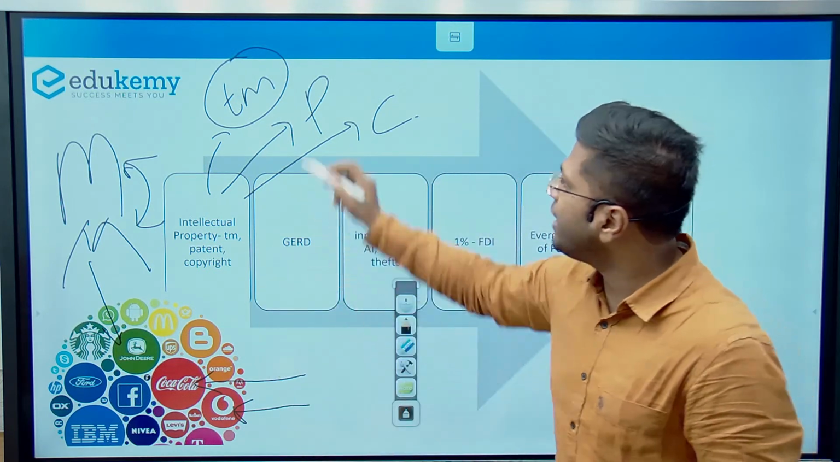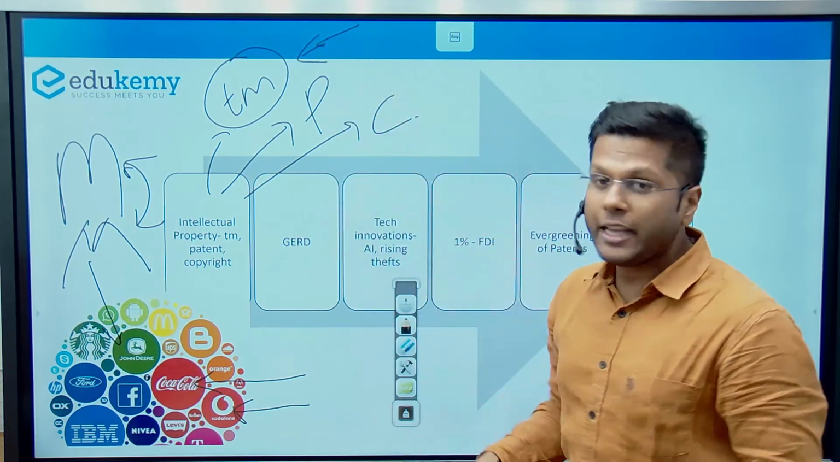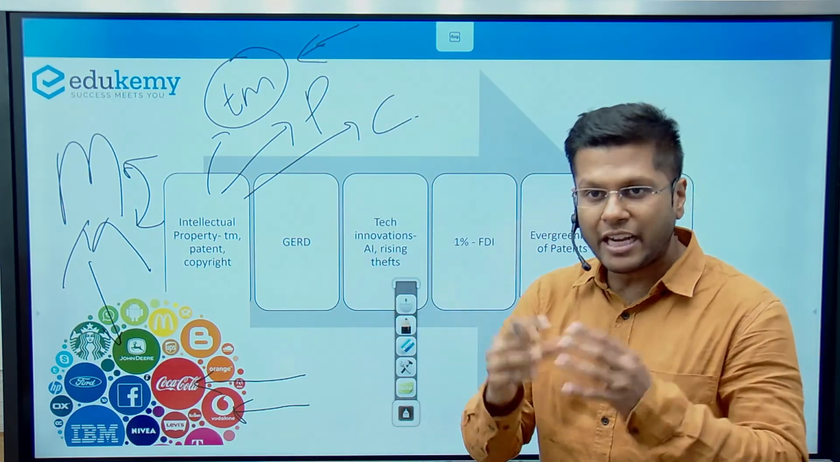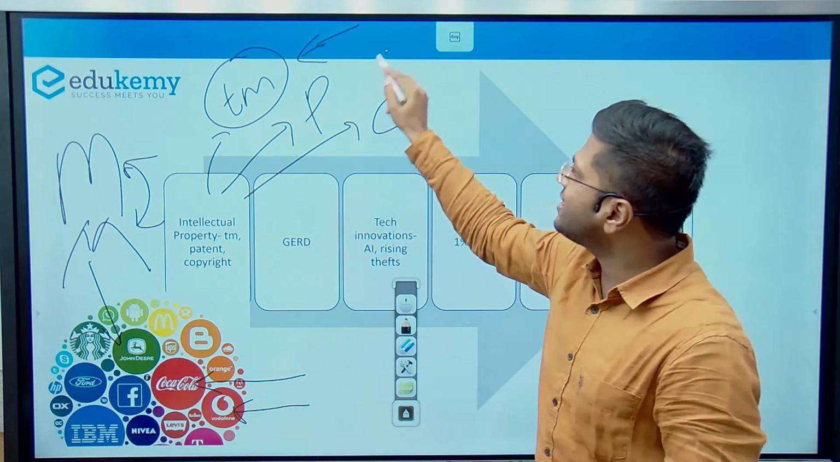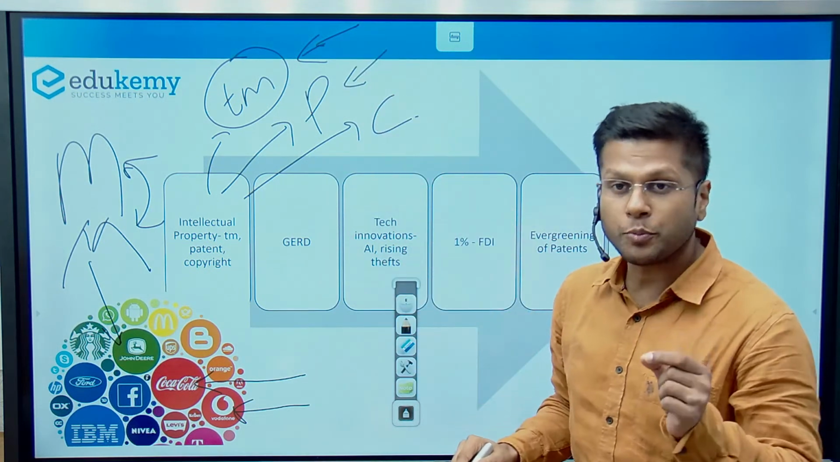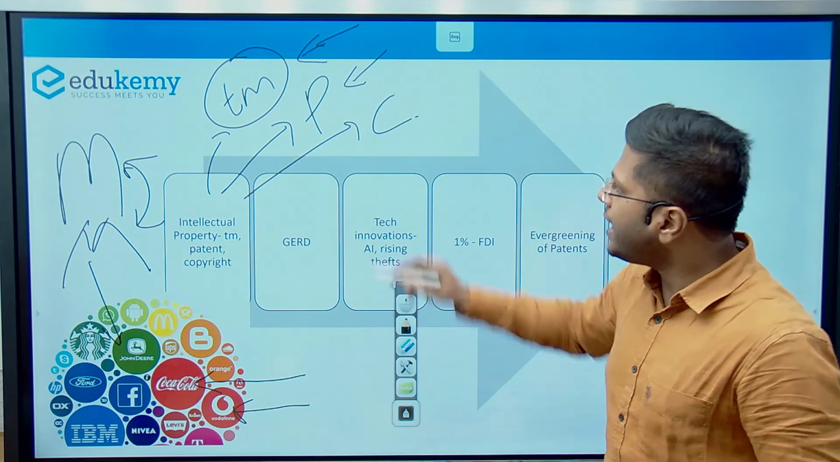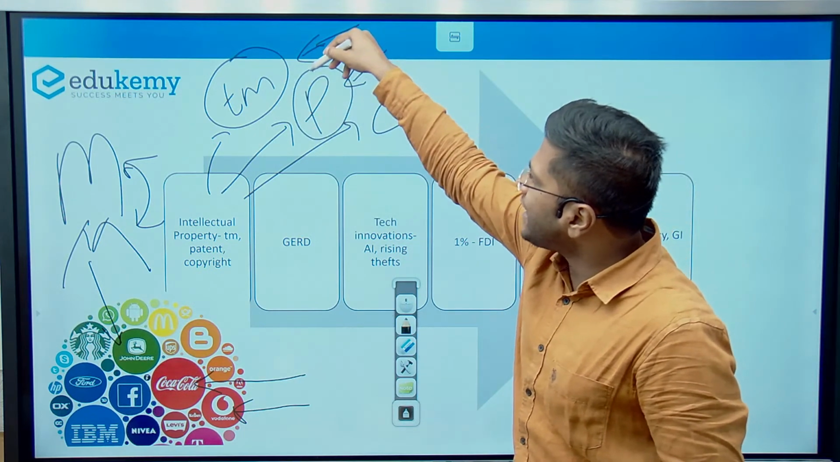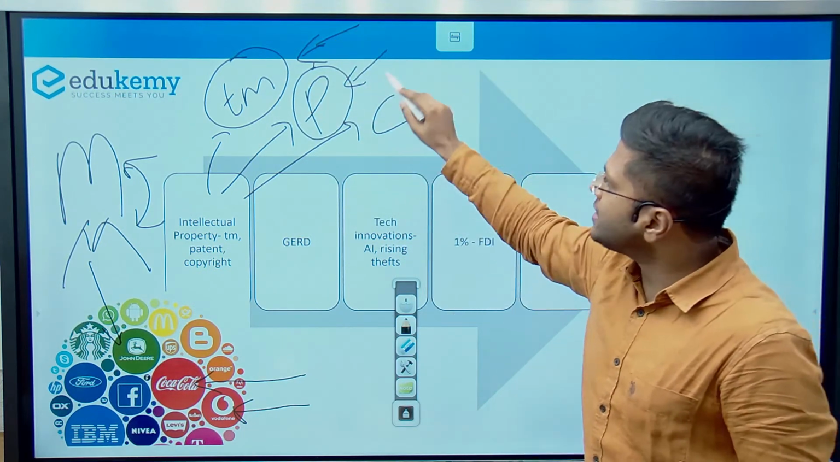So this is a trademark, right? What is a patent? If I have done some innovative work, some scientific innovation, I can get that registered as a patent in a particular country. So a patent is country specific, and nobody has the right to copy this, right? So this is a patent.